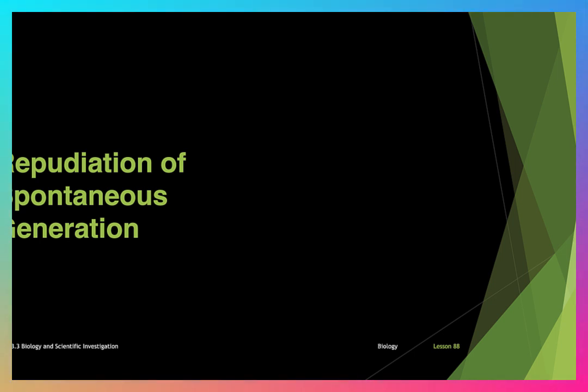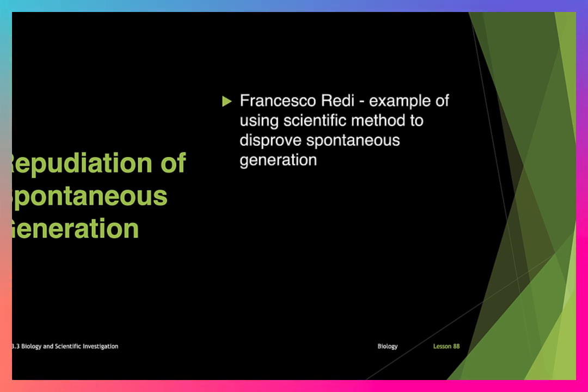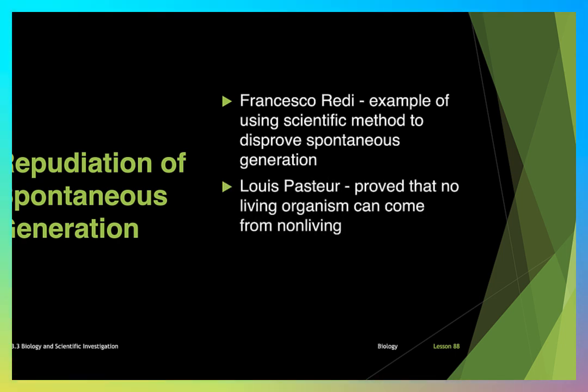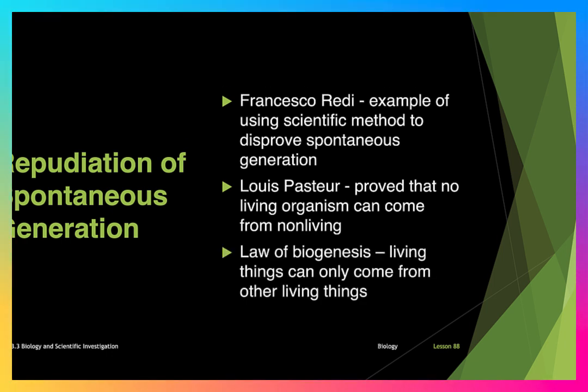Now, let's look specifically at how the idea of spontaneous generation was refuted using the scientific method. There were two individuals who were much involved in this. One was Francesco Redi, who did a series of scientific method experiments to disprove spontaneous generation, as did Louis Pasteur, who also proved that living organisms could not come from non-living. And they developed the law between them.